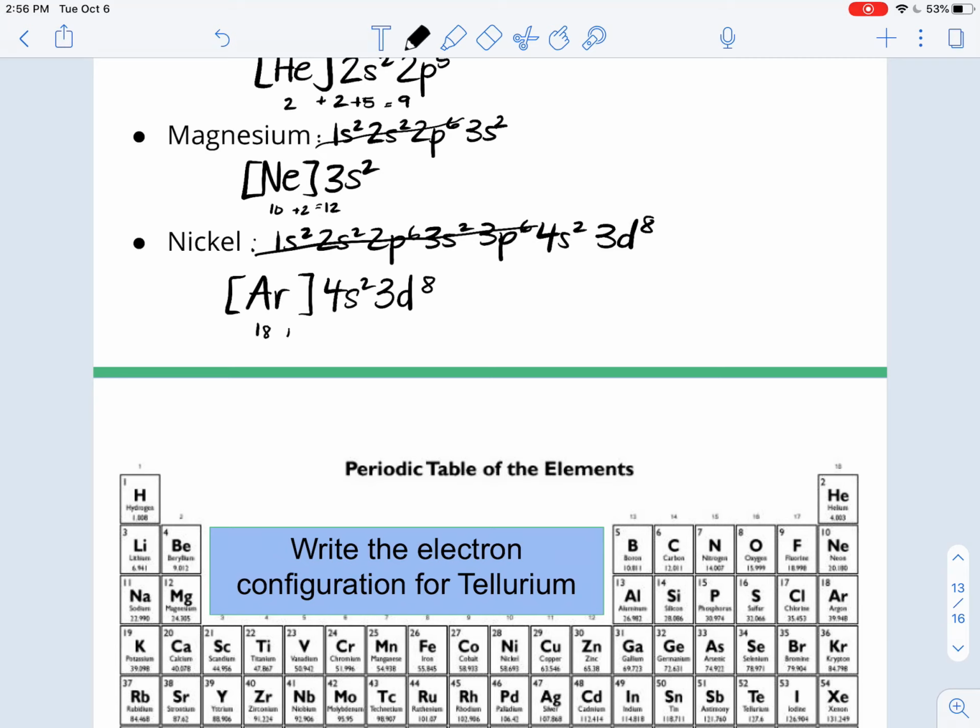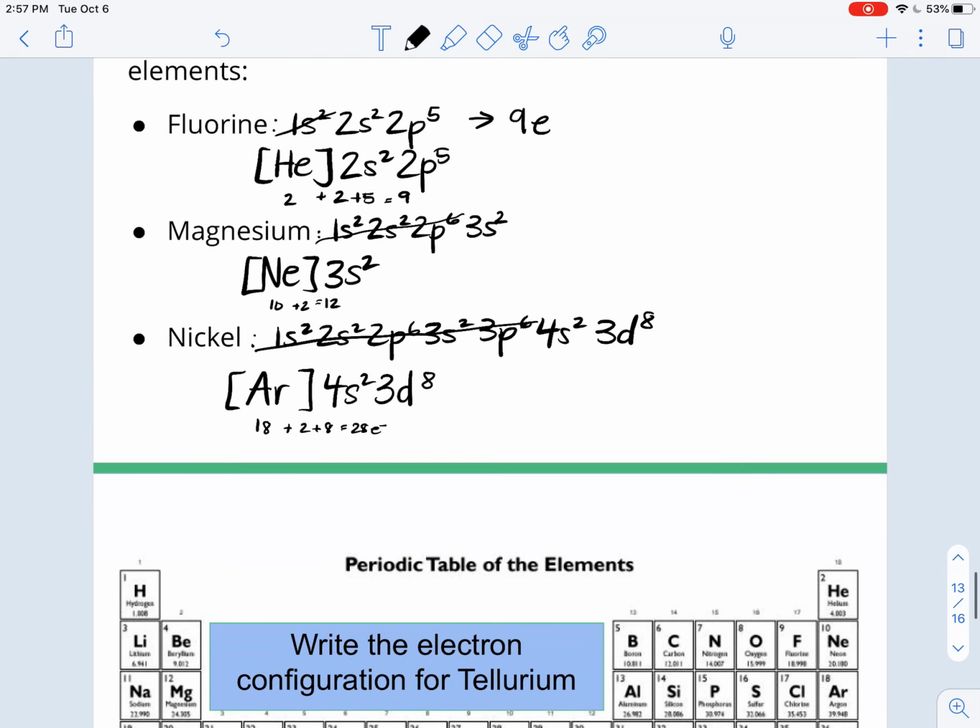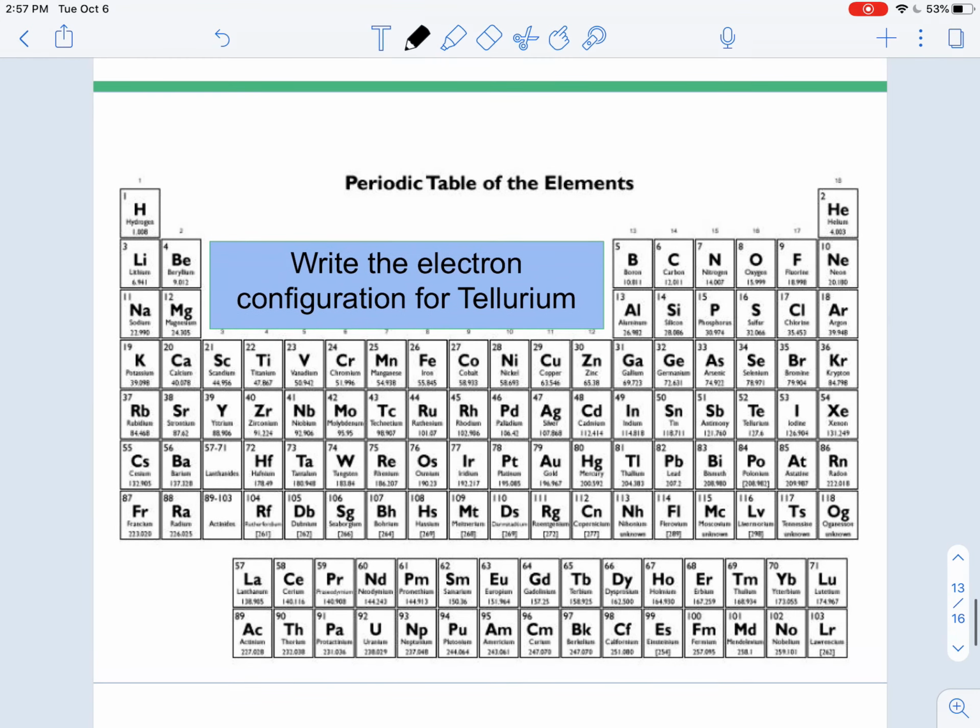Argon is element number 18, plus 2, plus 8. That gives me 28, which is the number of electrons that nickel has. All right, so a lot of times we'll use this noble gas configuration to shorten our configurations for elements that are a little lower on the table.